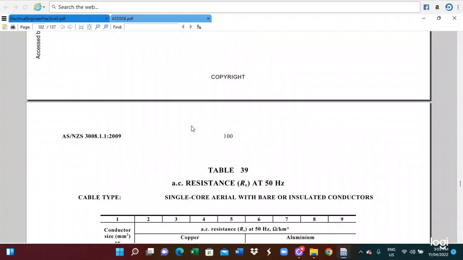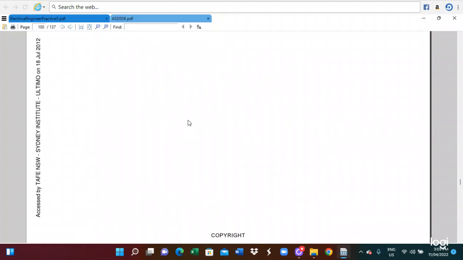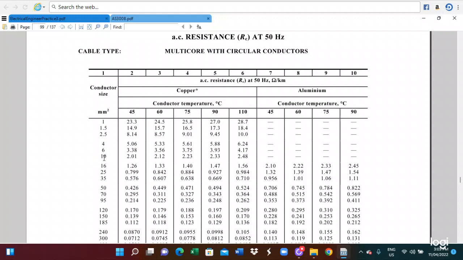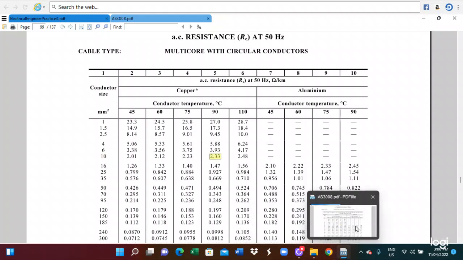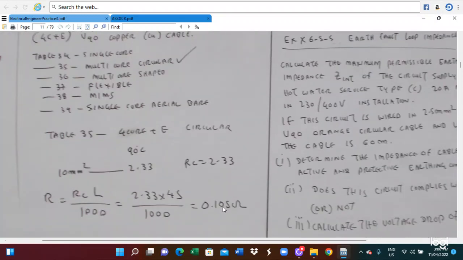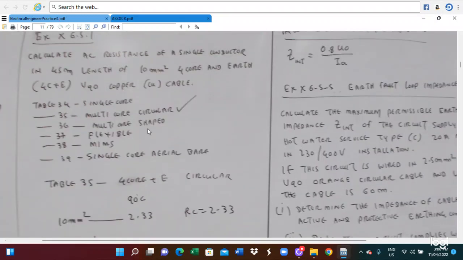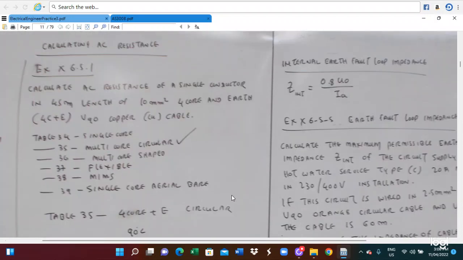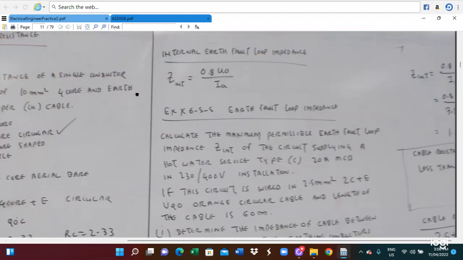Table 35, go back here: 10 millimeter square and 90 degrees centigrade. Here you get 2.33. Substitute 2.33, RC equal 2.33. Then R equal to RC by 1000. RC 2.33, then given the 45 meter, divided by 1000. You get 0.1050.